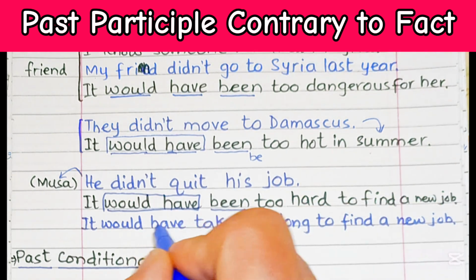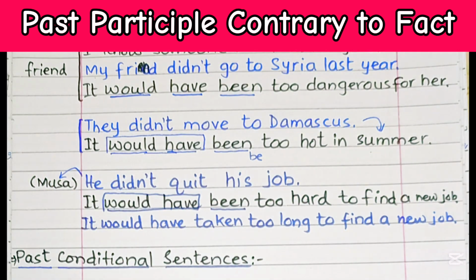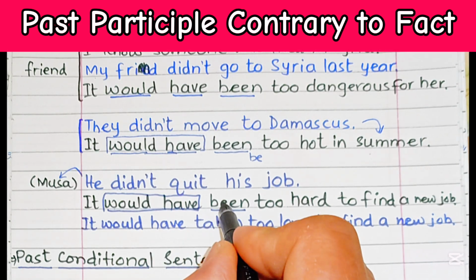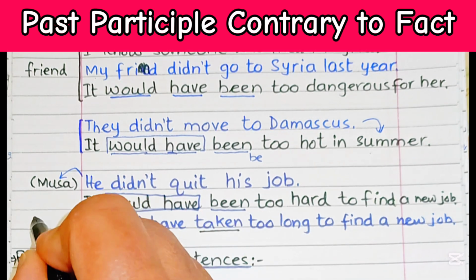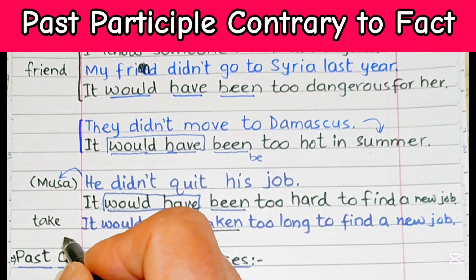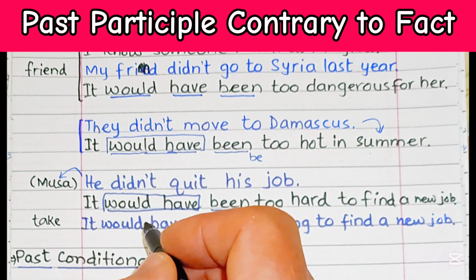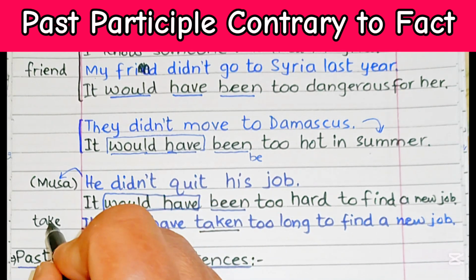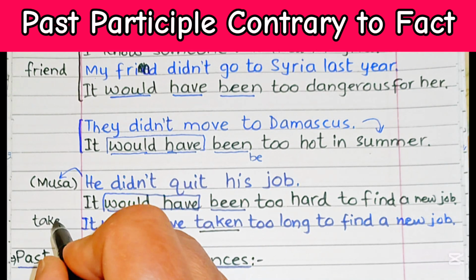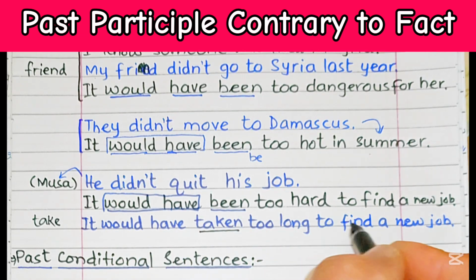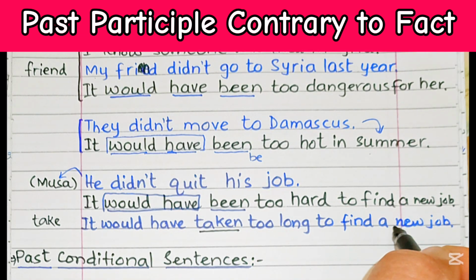Or you could change this quite easily. Instead of been, let's take the example of the word take. Let's suppose and change it with this word take. The past participle of take is taken. It would have taken too long to find a new job.